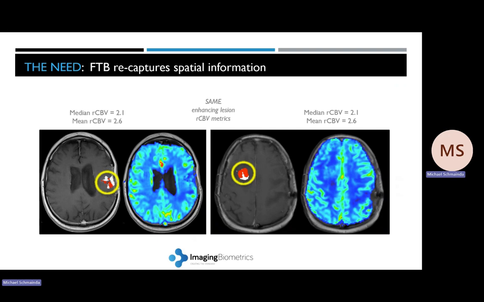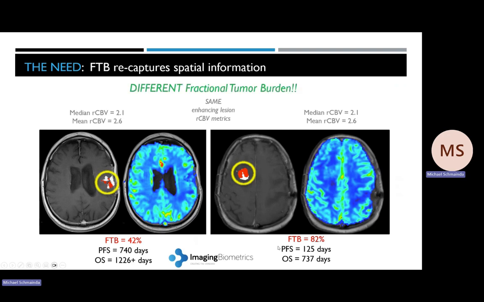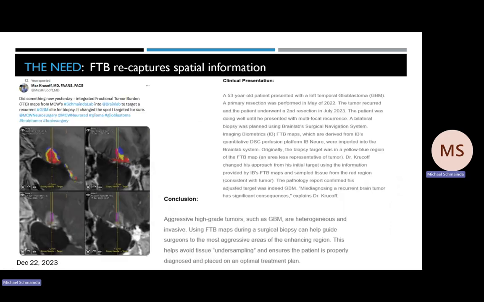However, when you do look at the FTB maps, the one on the left had an FTB of 42%, and the one on the right had an FTB of 82%. Well, the tumor voxels are the red areas in the enhancing region identified as shown. And as you would suspect, the progression-free and overall survival for these 2 patients varied quite differently, which corresponds much more closely with the FTB maps as compared to just the region of enhancement on the rCBV maps alone. So that spatial information is critical, and it's finding its way into the operating rooms.